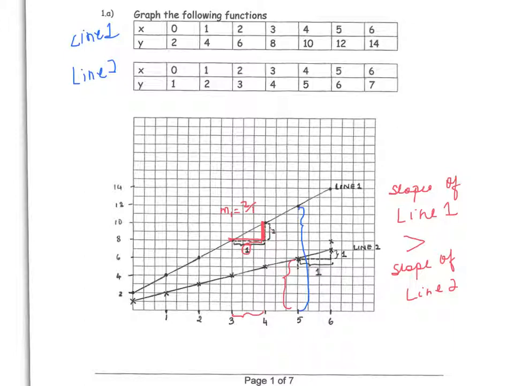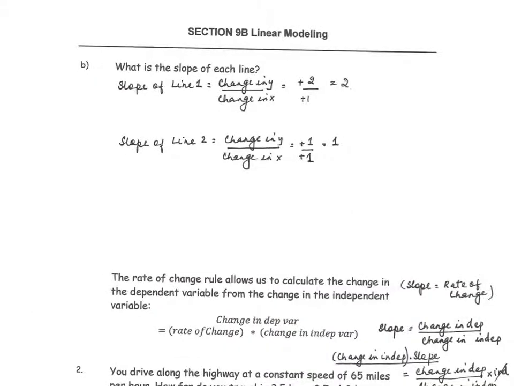Again, we draw a triangle. Notice that this is 1. So that's why we have a 1 here. And the change in y is also 1 unit, because we're comparing it to this. So that's 1 unit. So the slope of the second line is equal to 1 over 1, which is 1. So the slope of line 1 is greater than slope of line 2, and we know exactly what the slopes are. And from the graph, this is exactly what we gathered.